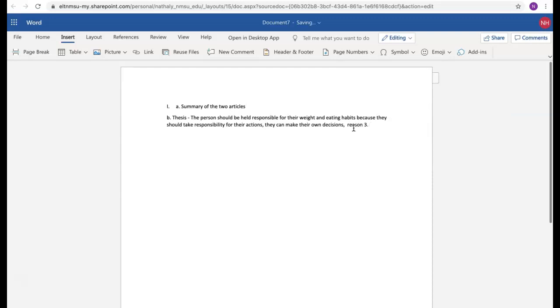Now, please keep in mind that this is an outline. I am showing you how to structure your essay. Obviously, whenever you start writing your essay, this is going to be an entire paragraph, and the last sentence of the first paragraph, the introduction, is going to be your thesis.